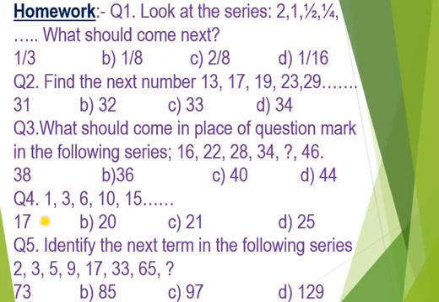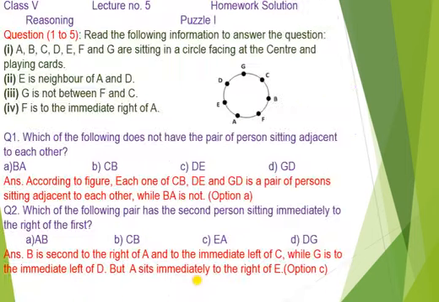Question number 4: 1, 3, 6, 10, 15. Complete this series. Identify the next term in the following series. The series is 2, 3, 5, 9, 17, 33, 65. Find the next number of this series.